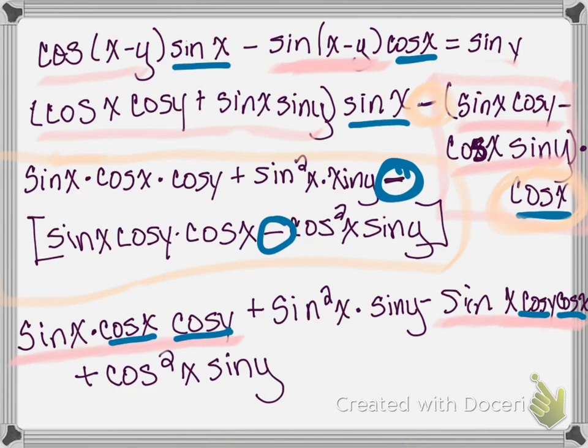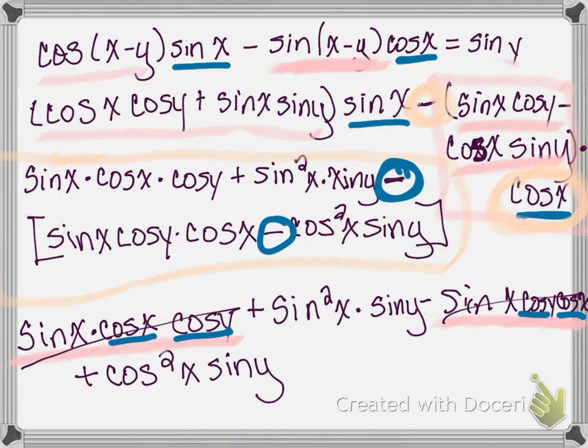So think of this as the same thing as 2 times 3 times 4 and 2 times 4 times 3. Those are exactly the same. So these can actually be canceled, or you can think about that as them being simplified out. I have a positive sine x times cosine y and a negative sine x times cosine y times cosine x. And because it's multiplication, we're in good shape.